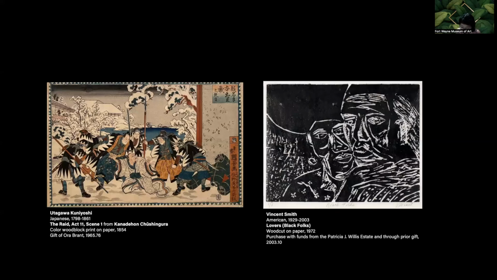We can sense some of the differences in this comparison between prints by Utagawa Kuniyoshi on the left and Vincent Smith on the right. Smith's woodcut was printed with a thick oil-based ink. Ink was rolled on with a brayer, which provided an even, smooth application of ink.